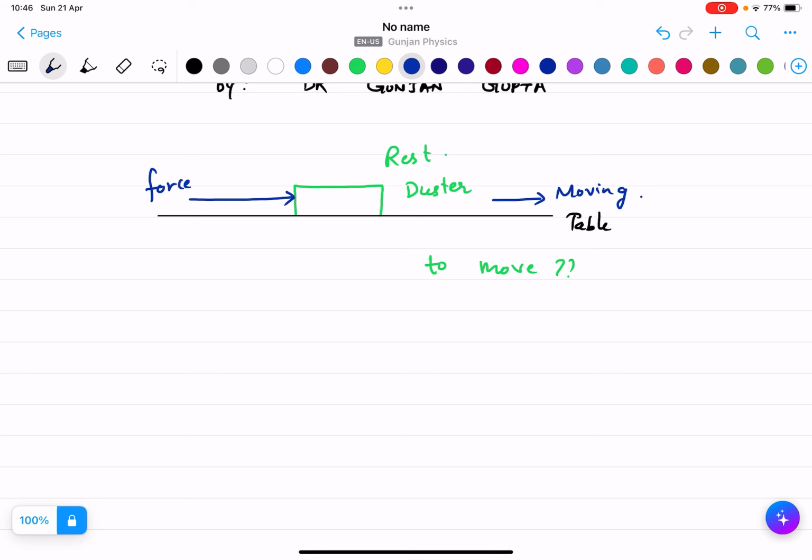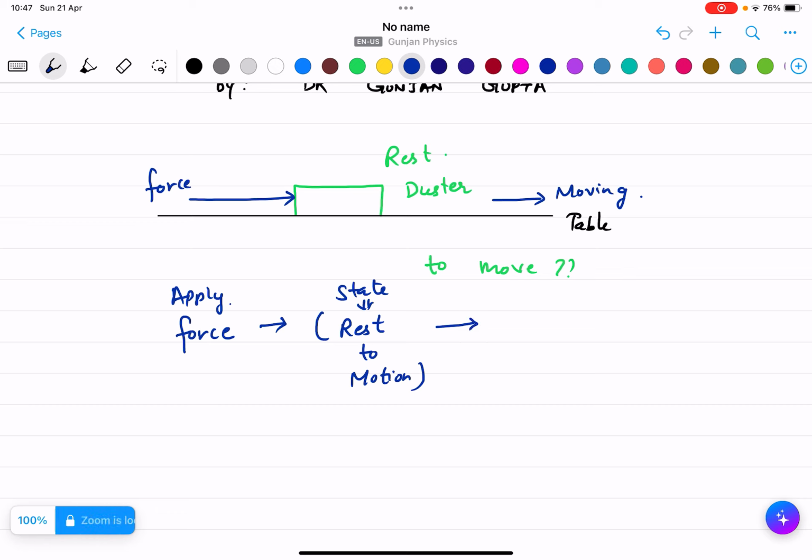That means if I am applying a force on a duster, it is changing its state from rest to motion, right? It's changing its state from rest to motion if we apply force. And changing its state means its velocity changes. It develops velocity. Initially it was at zero velocity. Initial velocity is zero and the final velocity is something, right? So it is changing its velocity.